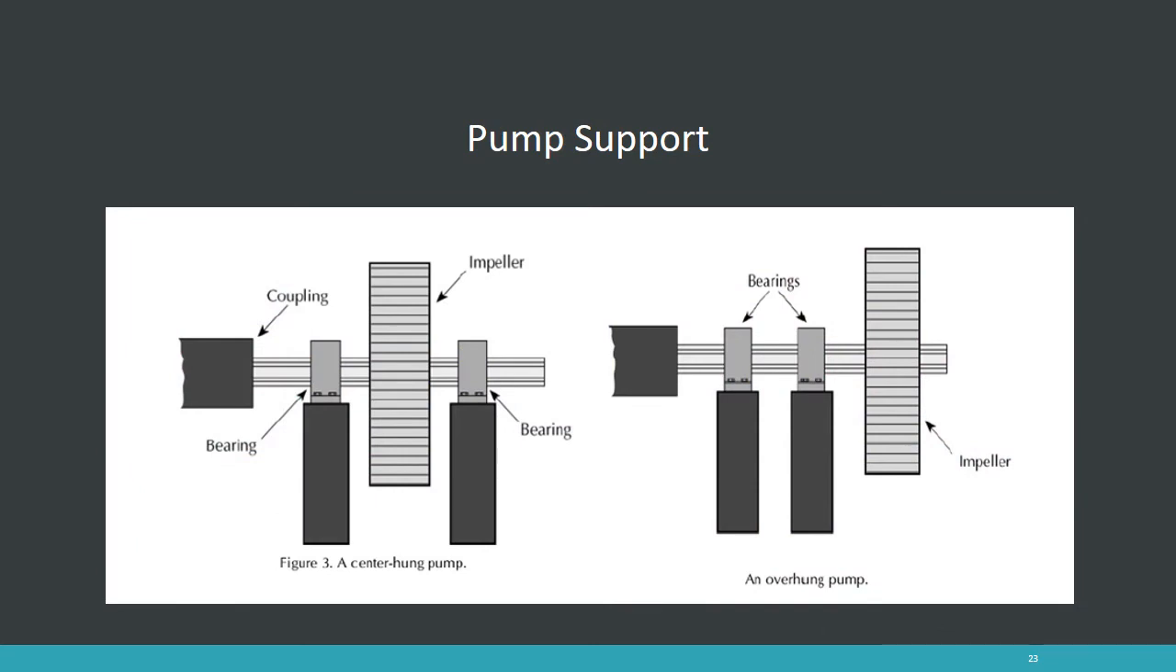There are 2 ways to support the impeller on the motor shaft. We have a center hung pump, where basically we put the impeller between 2 bearings, or the overhung pump, and from the name you can see the impeller is overhanging the shaft, and the bearings are in the middle.